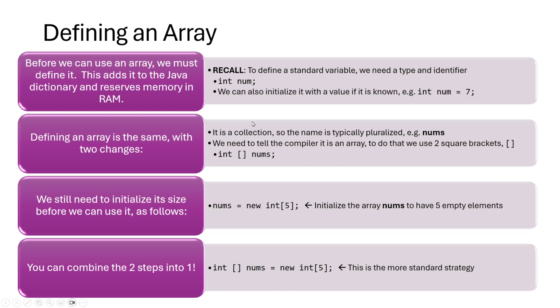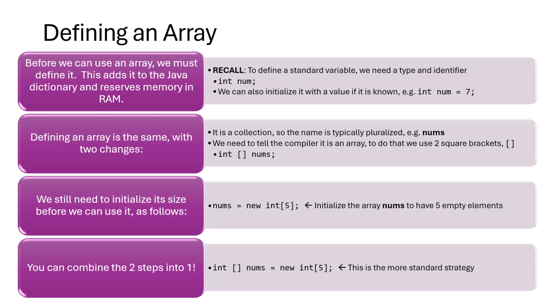Great. So once we've done that, that defines it, but it hasn't actually initialized it and reserved the memory yet. Not yet. That first step simply adds it to the dictionary. So the second step is going to reserve the memory. We have to tell it how big it is in size. So you can see this line, nums equals new int 5. What that's saying is there are 5 empty elements in this array because nothing's been stored there yet. So it's going to have a range from 0 to 4. So 0, 1, 2, 3, 4, that's 5 elements.